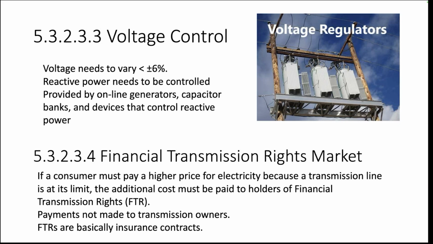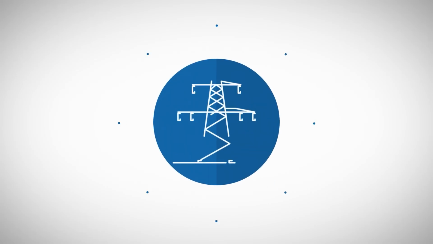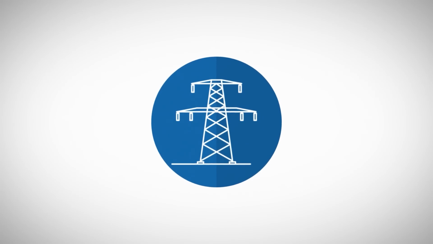So if a consumer has to pay a higher price for electricity because a transmission line is at its limit, the additional cost must be paid to holders of financial transmission rights. So they're not paid to the transmission owners. They're basically insurance contracts.